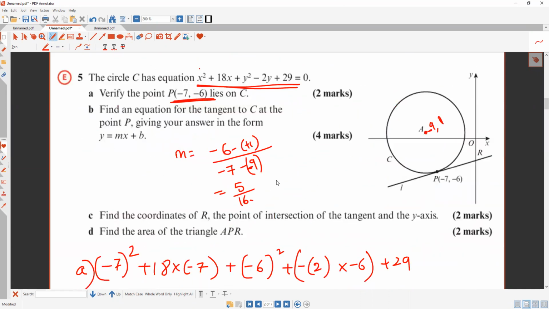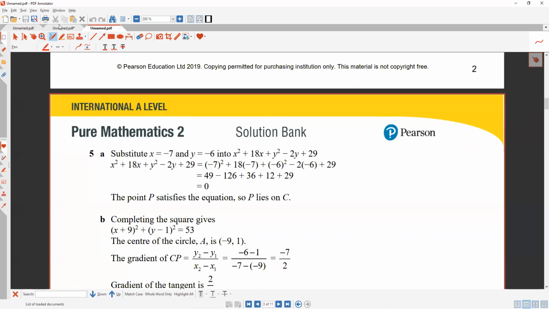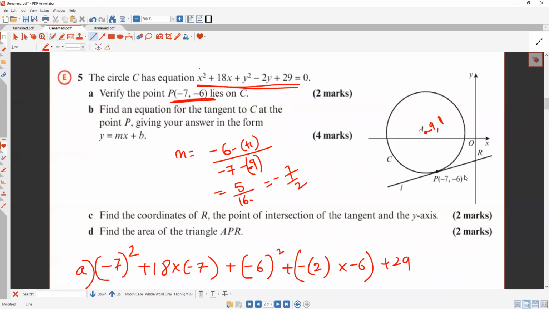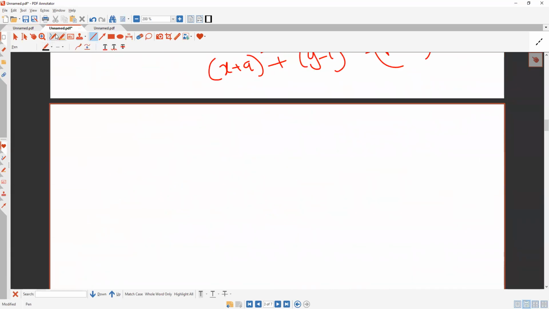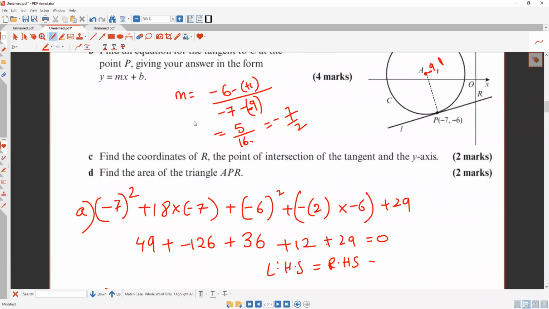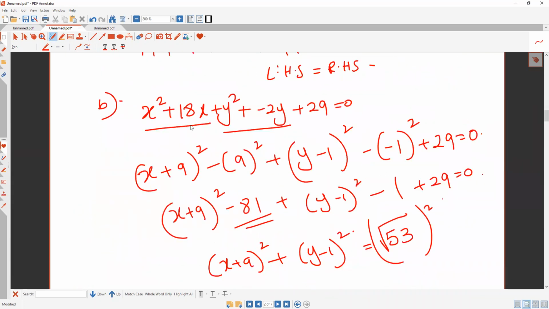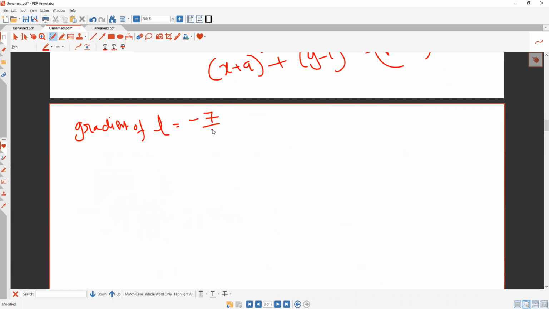Okay. So is it minus 7 by 2? Let me just double check it. Yes, it is minus 7 by 2. But this is the gradient of this line, the gradient of radius. I need the gradient of L. What will I do? M1 into M2 is equal to minus 1. So gradient of L is going to be, what is your M1 over here? Your M1 is minus 7 by 2 into M2 is equal to minus 1. Okay? So what are you getting? Minus minus cancel. It's going to be 2 by 7.